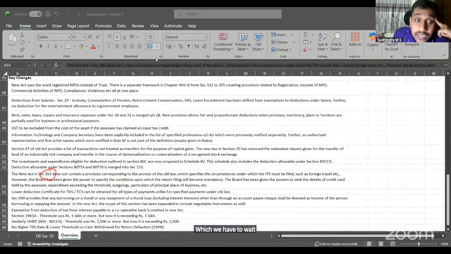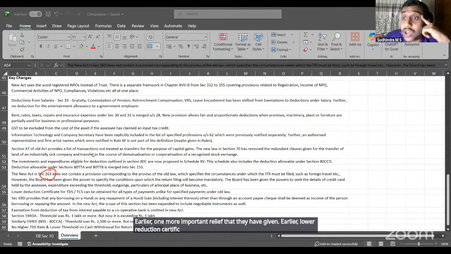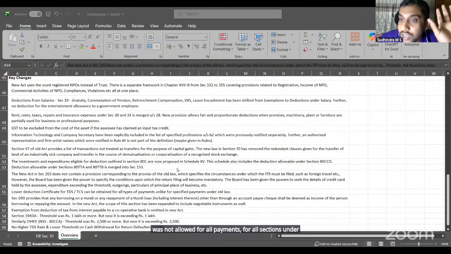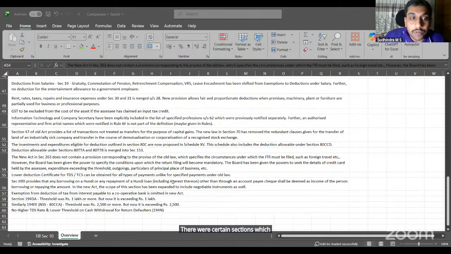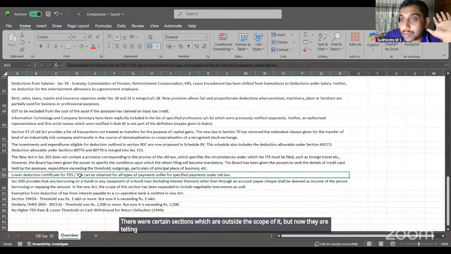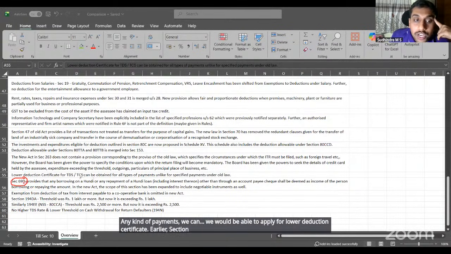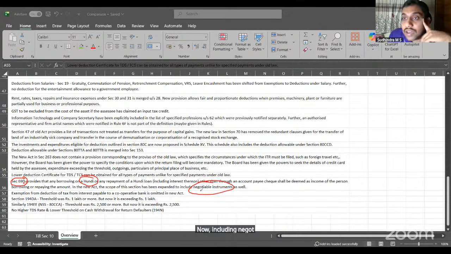which we have to wait and watch. Earlier, one more important relief that they have given: earlier, the lower deduction certificate under TDS was not allowed for all payments. For all sections under TDS, it was not covered. There were certain sections which were outside the scope of it, but now they are saying any payment. So to that extent, now for TDS, TCS, any kind of payments we would be able to apply for a lower deduction certificate. Earlier, section 69D was only talking about hundi. Now, including negotiable instruments, they have added it into section 69D. Again, obviously a new section there.